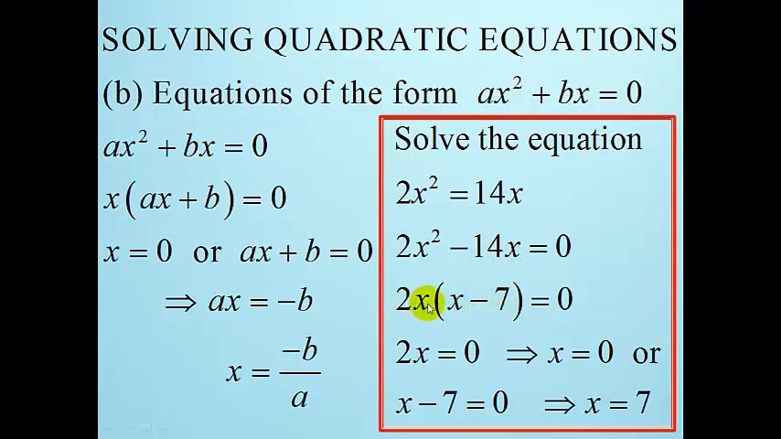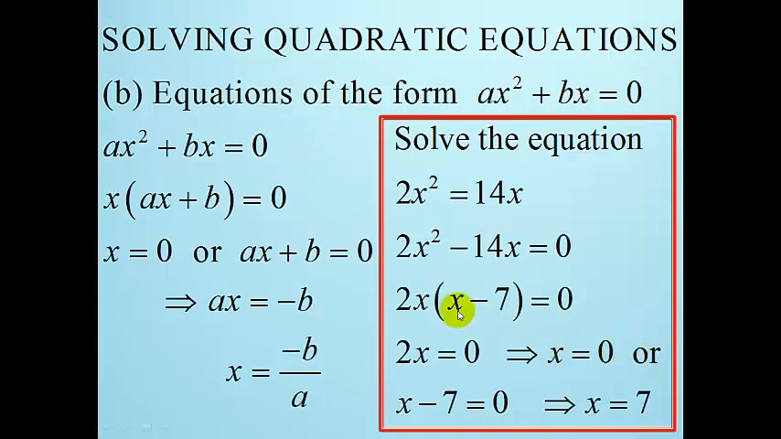Now when 2x is factored out, in bracket we have x minus 7 is equal to 0. So the term outside the bracket is 2x. So we equate 2x to 0. That is 2x is equal to 0. Solving for x, we divide the left hand side by 2 and we are left with x. When we divide 0 by 2, the answer is 0. So we have x equals 0. That's the first value of x.